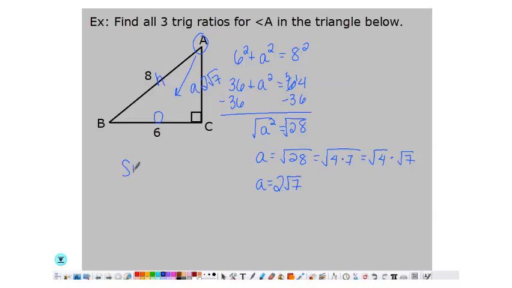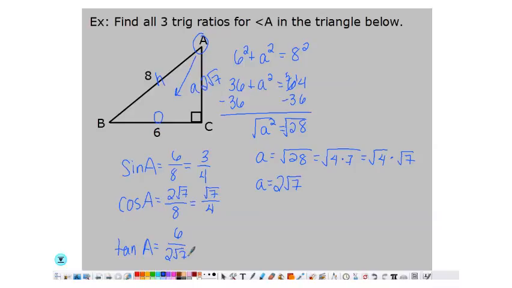So we have the sine of angle A is equal to 6 over 8. And we always want to reduce our fractions, so that's going to leave us with 3 over 4. We have the cosine of angle A is the adjacent, which we just found to be 2 root 7, divided by the hypotenuse of 8. So we can divide both top and bottom by 2, so we get the square root of 7 divided by 4. And then the tangent of angle A is equal to, not 2 root 7, whoops, that's the adjacent side, gotta put opposite on top. So that would be 6 over 2 root 7. Divide both top and bottom by 2, we get 3 over the square root of 7.